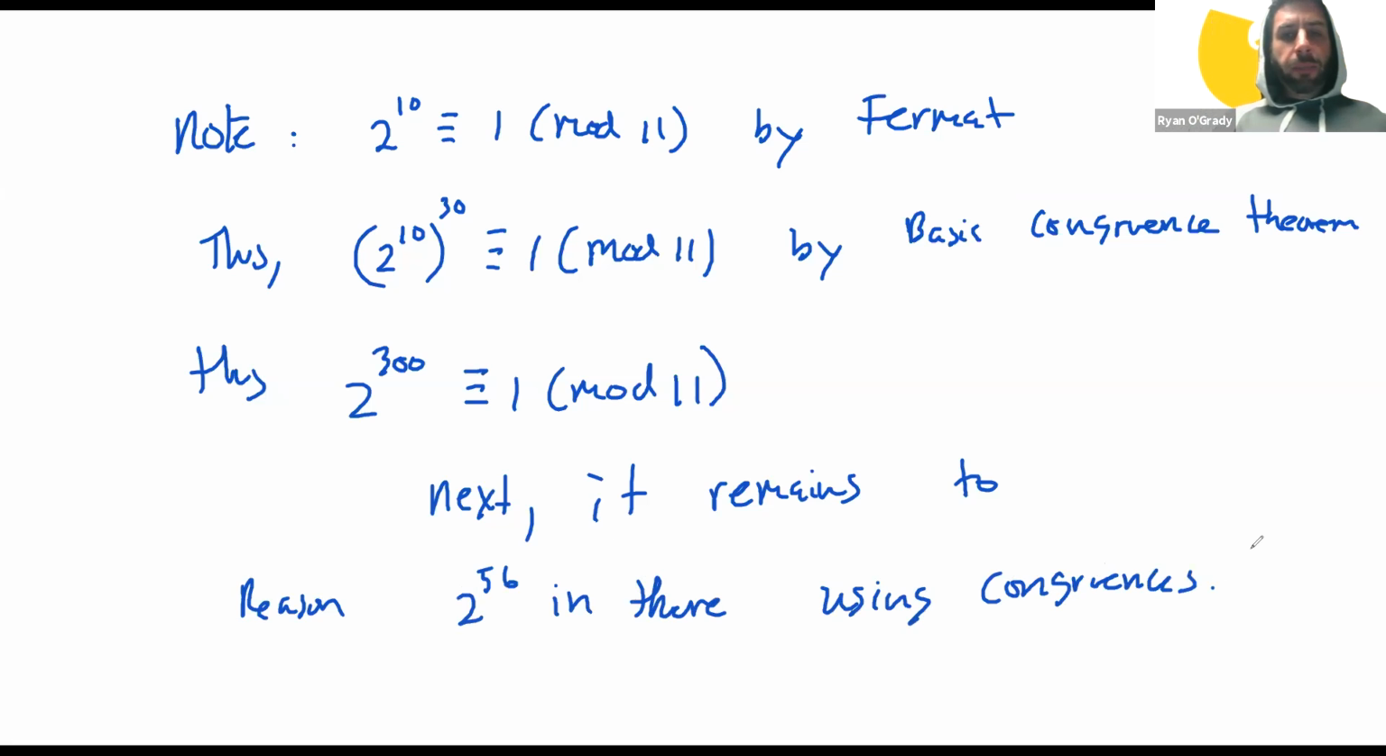So we talked about it. We stated it last week that there's these two results. If you have a congruence, then you can multiply, quote unquote, both sides by something. And so what can you do? Well, you can multiply both sides of this by 2 to the 56, and then all you have to do is reason 2 to the 56.